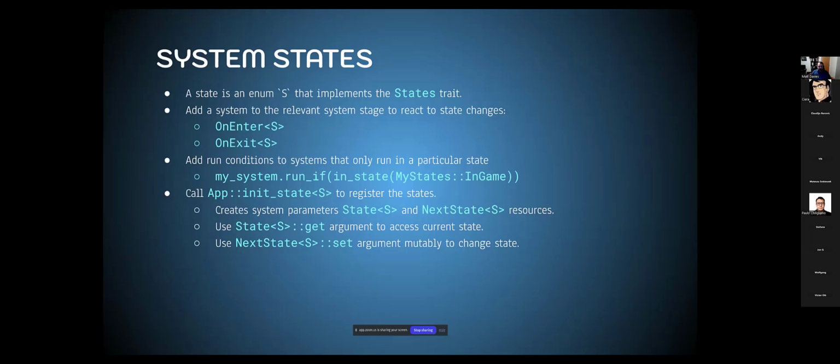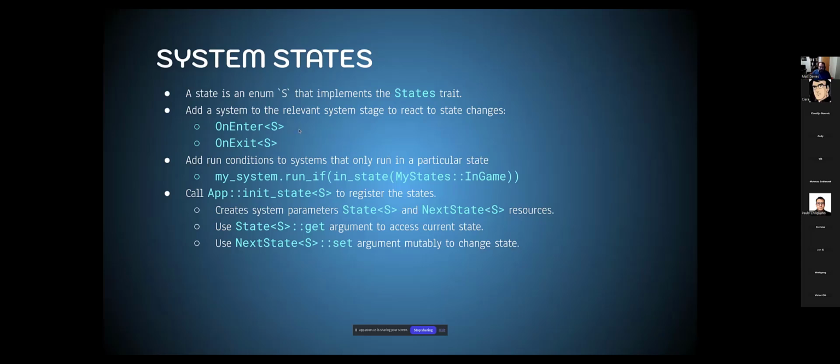So a state is an enum. You can imagine an enum which has variants such as in menu, in pause menu, in game, and you want those to say which part of your game you're in. So when you hit the pause menu, you might go from the in-game state to the pause menu state.